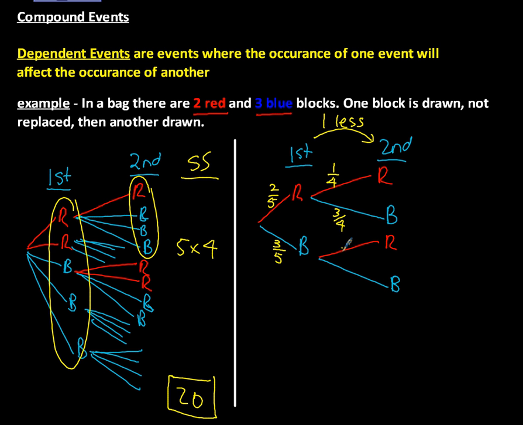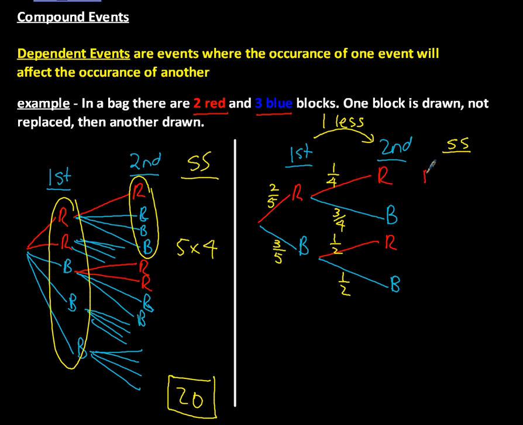All right, what about if we draw a blue first and we draw a red? Well, if we draw a blue first, we have 2 reds out of 4. So I'm going to write 2 out of 4. I'm going to write that as a half there. And I've got 2 blues out of those 4 if I drew a blue first. So I've got half, half. That's a 50-50 there. All right, so now let's come and have a look at our sample space.